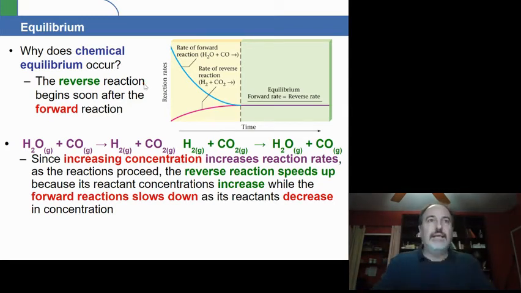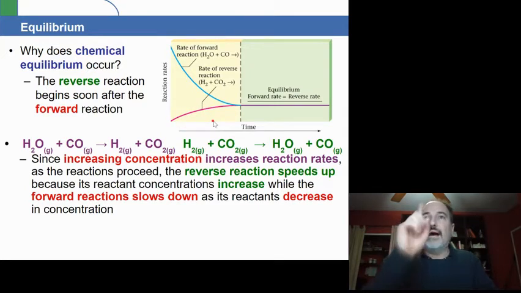We learned this. So, as the reactions proceed, the reverse reaction speeds up. Why? Because its reactants are increasing in concentration. In other words, as the original reaction goes, we're getting more and more hydrogen and carbon dioxide. Since those are the reactants for the reverse reaction, that reaction is increasing in speed.